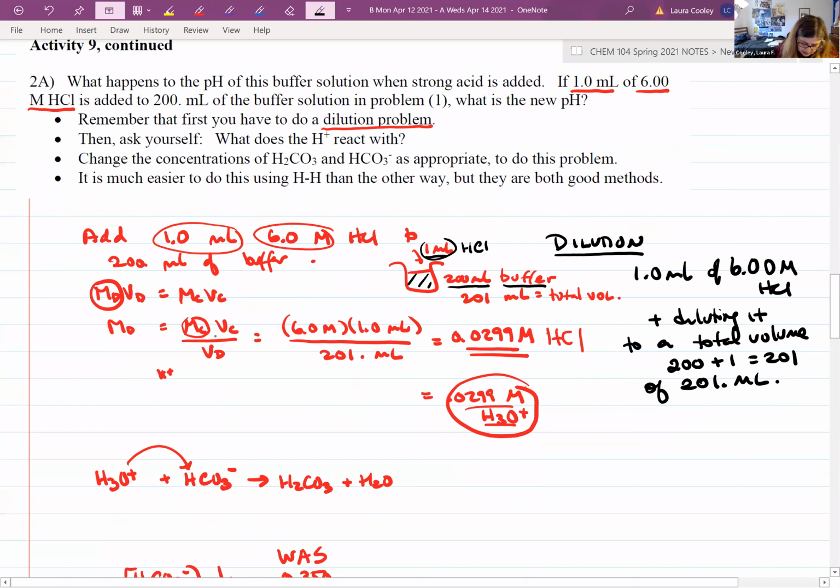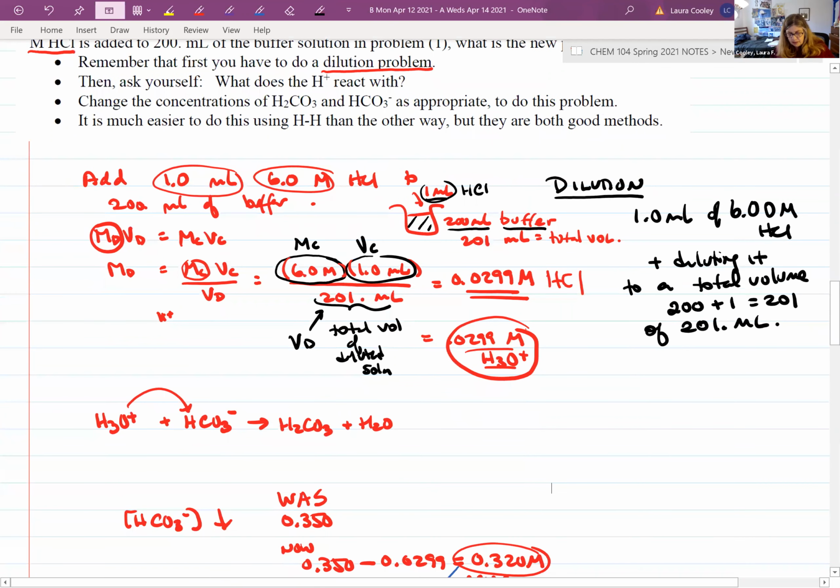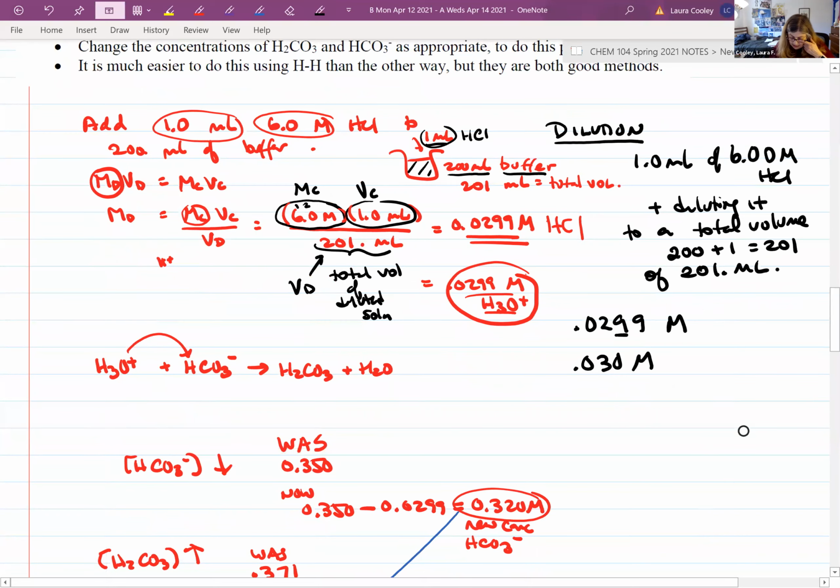So when I do this, MdVd is McVc. Here is the original concentrated solution of the strong acid, the 1 milliliter of 6 molar. This is Vc, which is 1 milliliter, and this is Vd, the total volume of the diluted solution. And when you do this, you get approximately 0.03, but I really should keep 2 sig figs. So I could call it 0.030 molar because I had 2 sig figs here. So I just always like to keep an extra figure and round at the end.